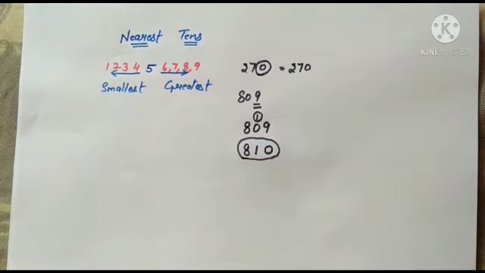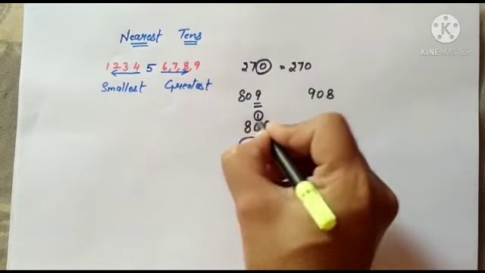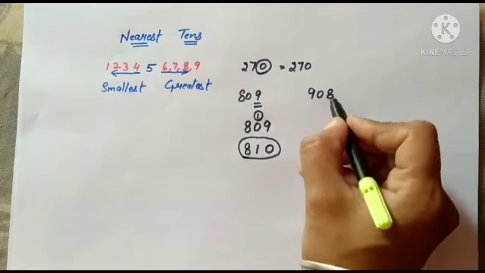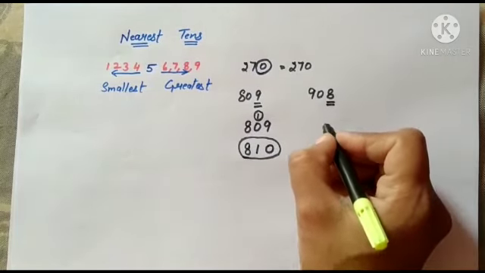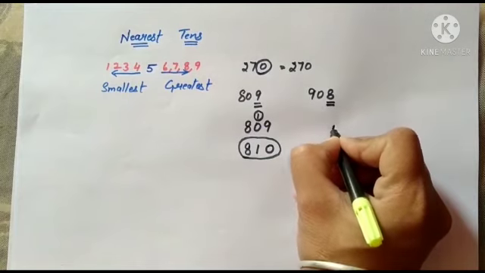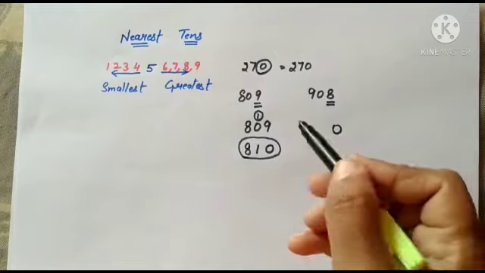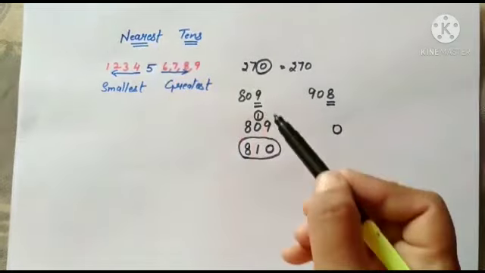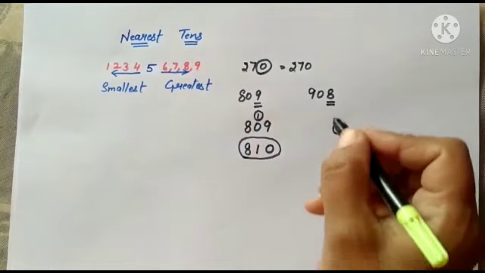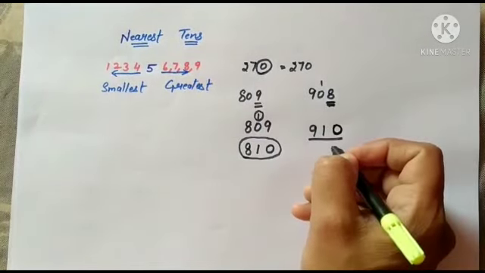Next example, we take 908. Like this we can do it. The last digit is greater than 5. So we will write 0 at the last. So in every sum we have to put 0. If we want to write to the nearest tens, we have to put the 0 and 9. This is our answer.